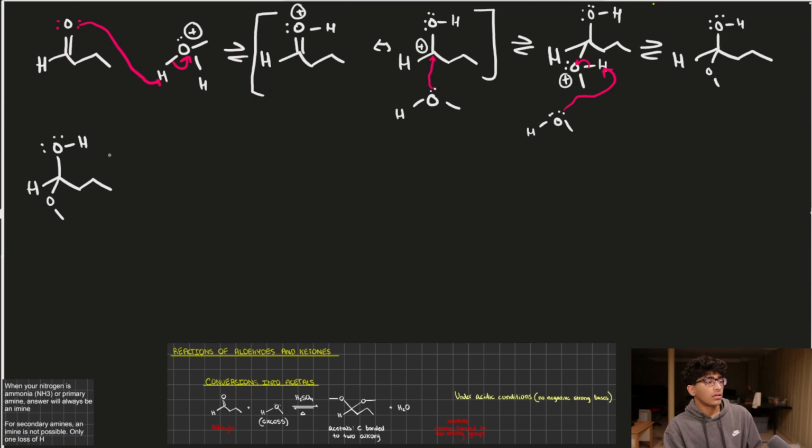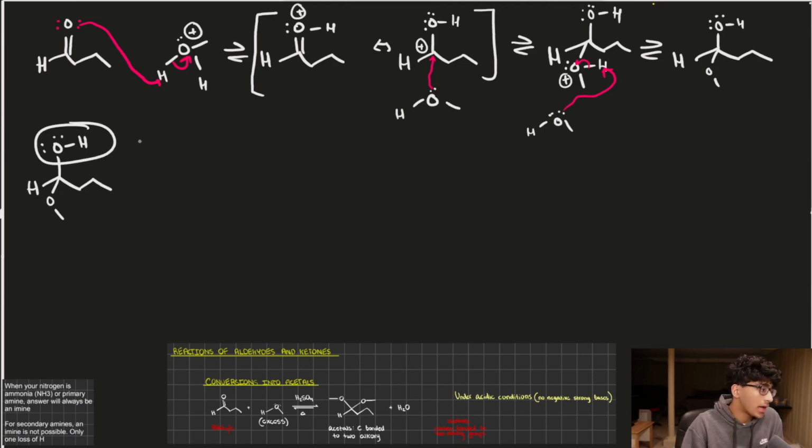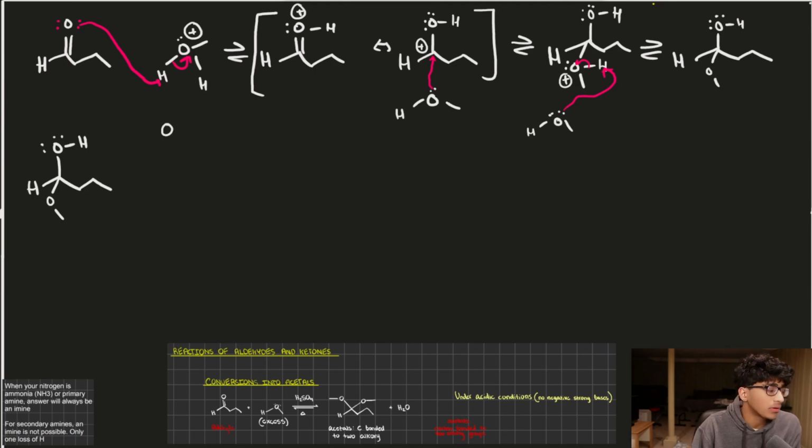Now we want to make this into an acetal. We're going to use a protonated methanol, because we want to kick this guy out. If we do an SN2 attack, we're going to end up forming a negative. So we need to make this protonated first, so then it can leave.